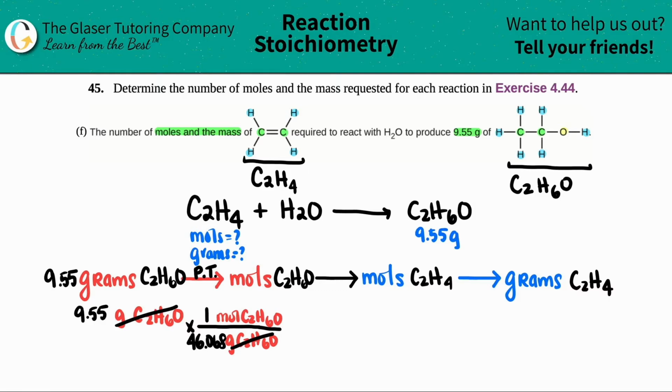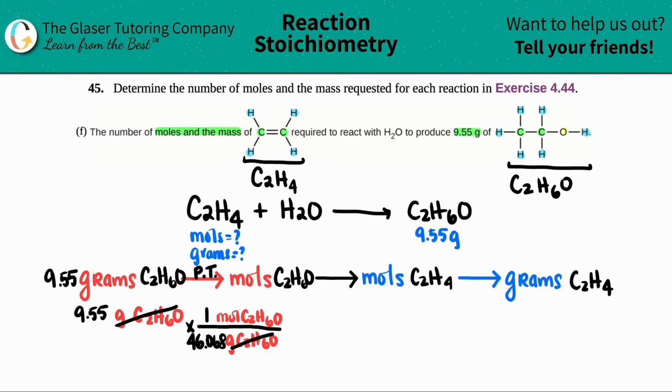Those units cancel. Now, try to get out of the habit of doing single steps, because it's going to waste you time on tests or quizzes. Keep flowing until you get an answer. One of the answers, the first answer, is this guy right here. They want moles of the ethene, the C2H4. So I'm not going to just say, let me get this answer. I'm just going to keep flowing.